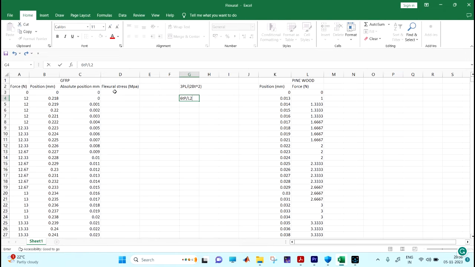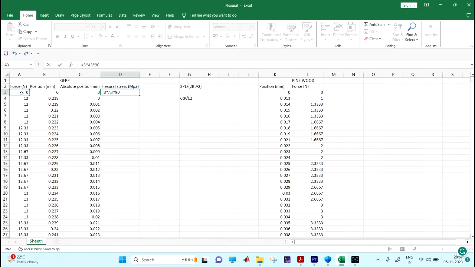Okay. So what is the flexural stress or the bending stress? That is 3PL by 2BT square. So we are going to use equal to 3 into P, where P is the force, into span length. Already I have explained the span length that we have taken as 90.